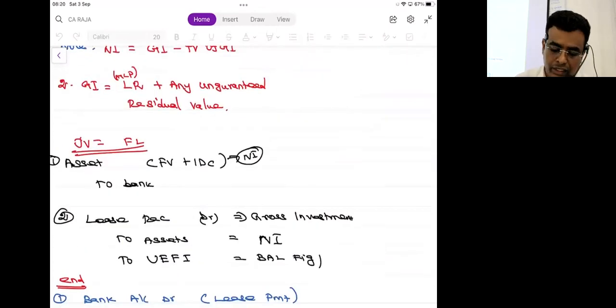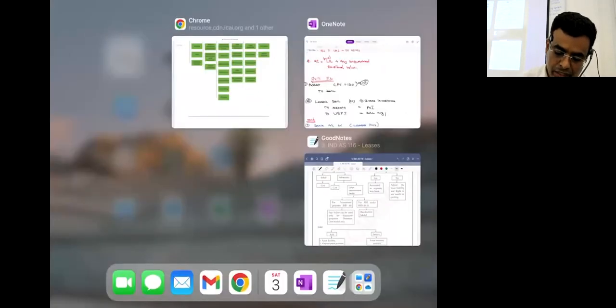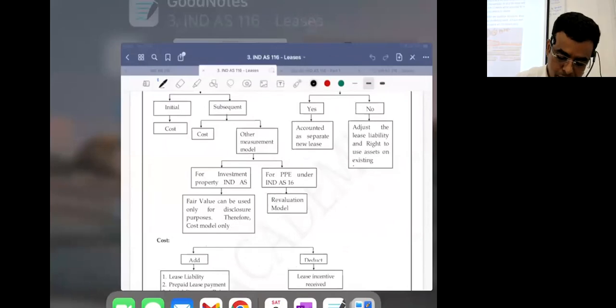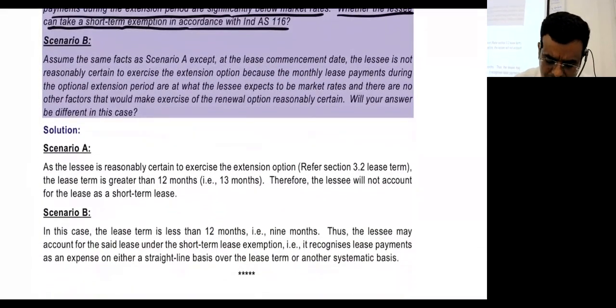We'll discuss it later on. Then we'll go back to that. Is it clear? Okay, now we'll continue with other examples, because that is yet to discuss. Small value and short-term lease yet to discuss. Otherwise, we'll discuss it here.